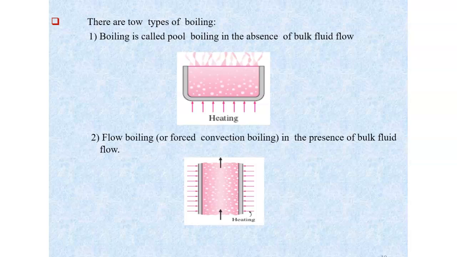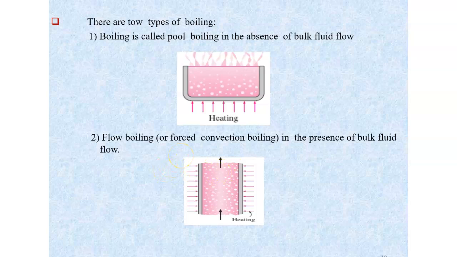The first one is pool boiling. In absence of bulk fluid flow, this is pool boiling. The other one is flow boiling, where there is forced convection boiling in presence of bulk fluid flow. So over here there is no fluid movement. Here the fluid is being moved and being heated on the side. This is, for example, inside the air conditioning system, where the refrigerant is moved from one part to another.